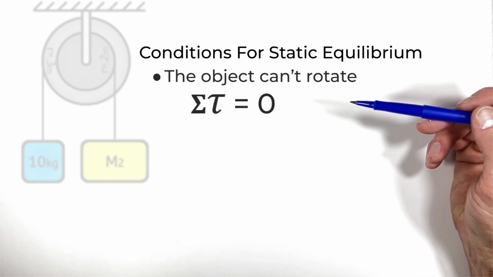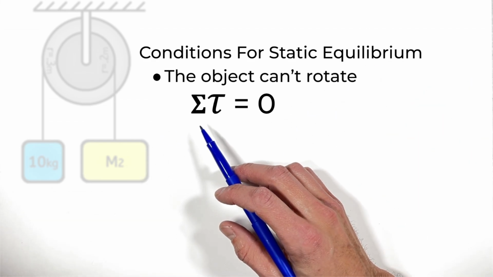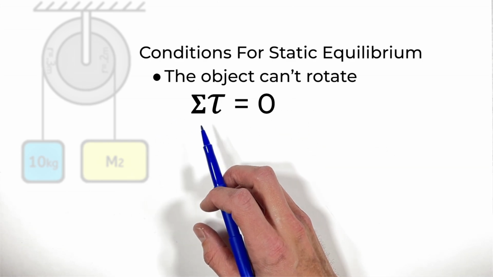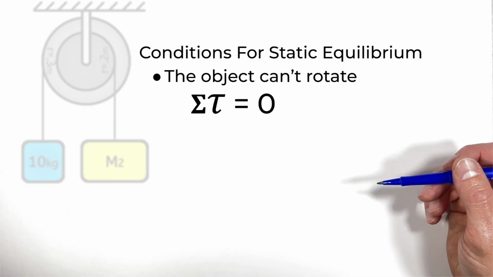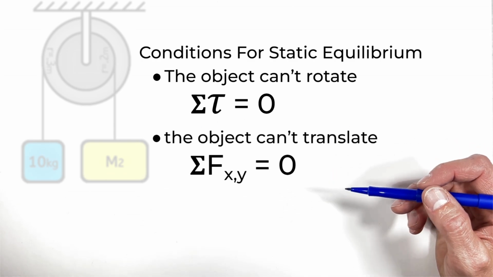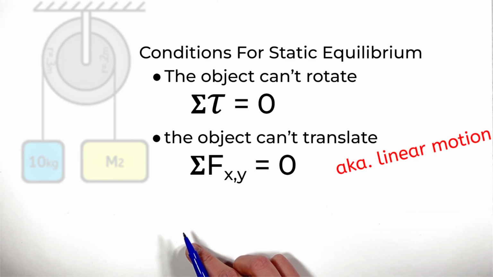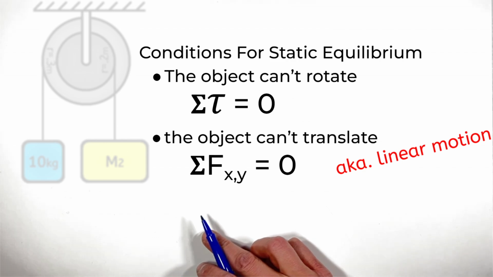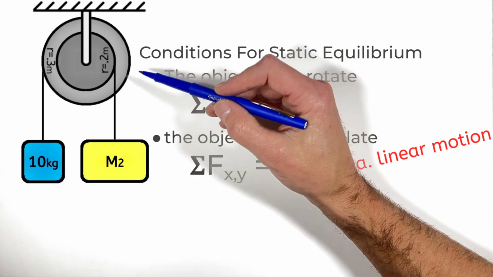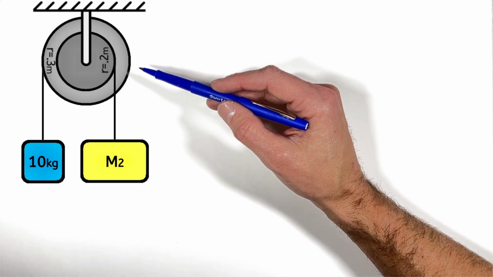The first condition is that the object can't rotate, and that is to say the sum of all torques on that object is 0. This little Greek letter tau right here, that's what we use for torque. And the next condition for static equilibrium is that the object can't translate, meaning it can't move in a straight line, either up or down or left or right. That is to say, the sum of all forces on that object in any particular axis needs to add up to 0. So if we're trying to keep this pulley from rotating, that means we're going to need to be looking at the sum of all torques that are acting on this pulley.